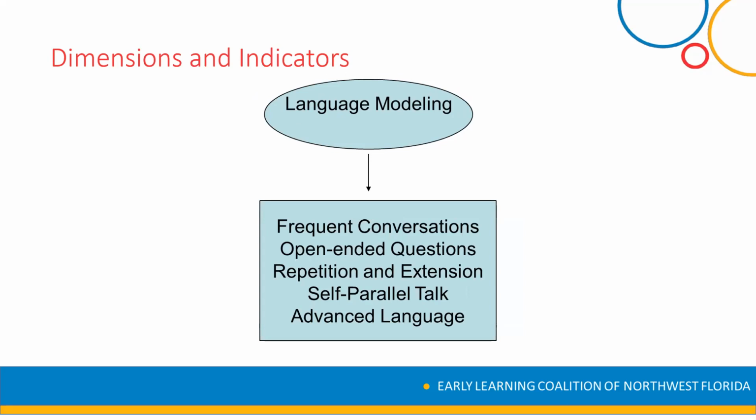Okay, our last dimension for preschoolers, language modeling. Again, talk to your preschoolers all day long. It's about frequent conversations, open-ended questions, repetition and extension, self and parallel talk, and advanced language. Frequent conversations means that you and those children are talking throughout the day, not just about business talk. You're not just having conversations where you're directing children on what to do or how to do it, but you're actually talking to them while you're sitting at the art table, asking them about their evening.